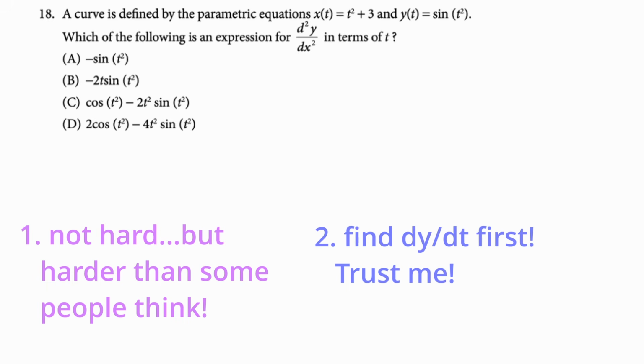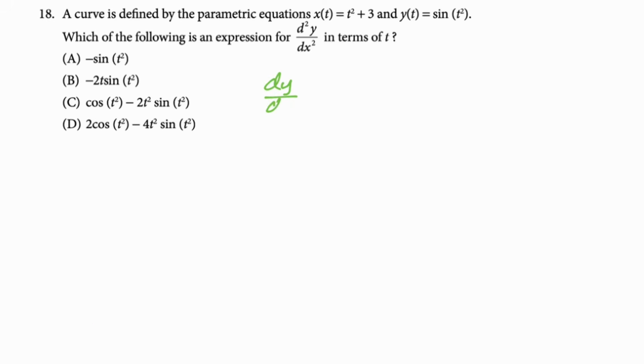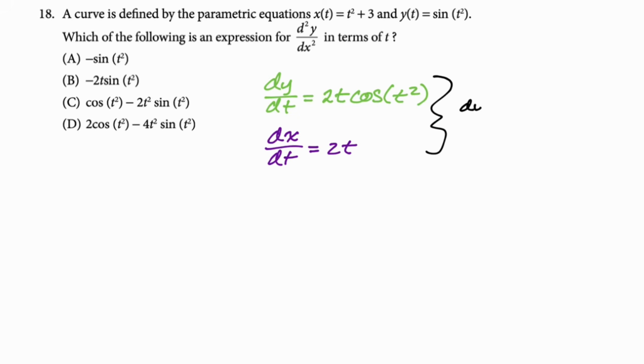So I'm going to find dy dt, which will just be, this is a chain rule problem, so it's going to be 2t and then cosine of t squared. Now I need to find dx dt, which is definitely just 2t. And from these, I can find dy dx. So dy dx is going to be dy dt over dx dt, which is why I suggest that you find dy dt first, because I guarantee you're just going to divide the first thing by the second thing. I see it all the time.